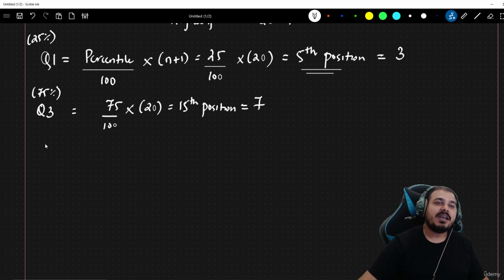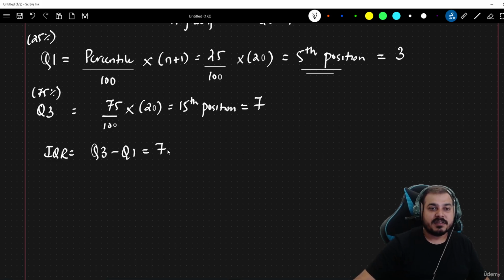Now I've got my Q1 and Q3. Then what will be my IQR? My IQR is nothing but Q3 minus Q1. It is nothing but 7 minus 3, which is 4. Right? So I have got my IQR, I have got my Q3, I have got my Q1.